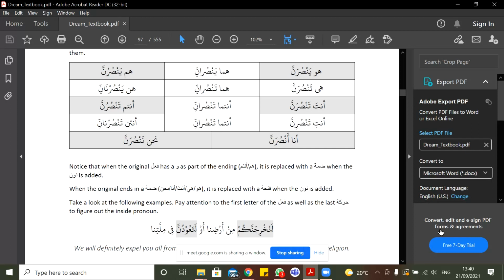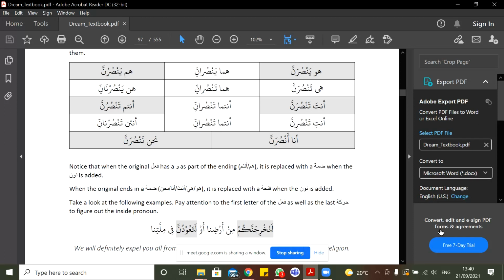And now we look at la nukhrijanna. Here is the noon with shadda. This is extra. So now we can say that the lam can also be additional because there is no fi'l mudari beginning with lam, right? Good. So nukhrijanna.